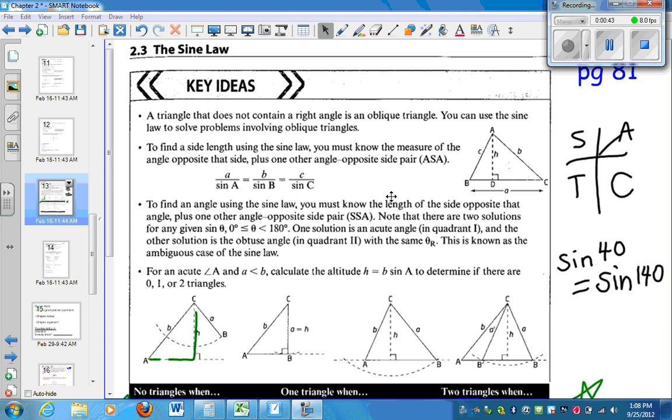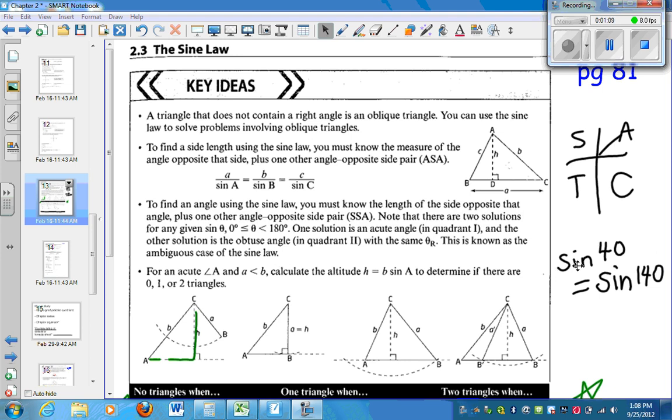The problem lies in some ambiguity. To find the angle, you must know the length of the side opposite that angle plus one other side-angle pair. Note that there are two solutions for any sine theta between 0 and 180. One solution is acute, in quadrant 1, and the other is obtuse. This is known as the ambiguous case.